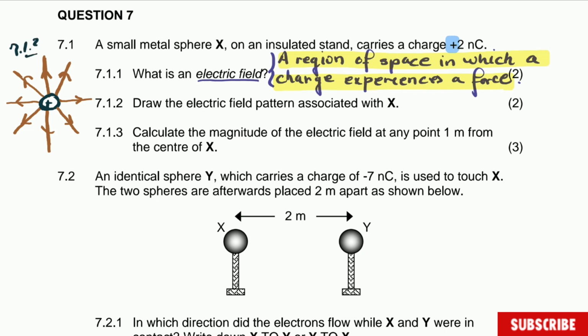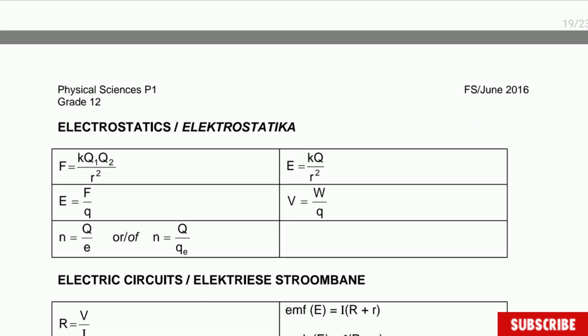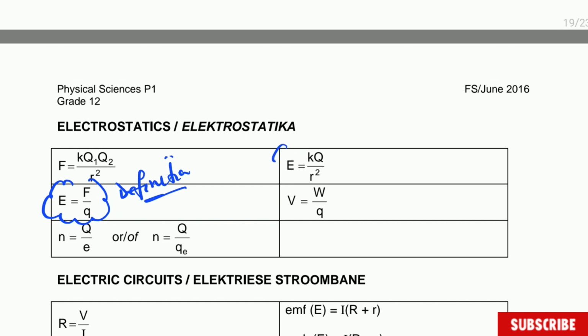7.1.3: calculate the magnitude of the electric field at any point 1 meter from the center of X. So all they want to know is how strong the electric field is at 1 meter from the charge. So let's quickly go to the formulas. The electric field at a point, this formula here is the definition for the electric field at a point. But this formula here is the one we are going to use to calculate the electric field at a point.